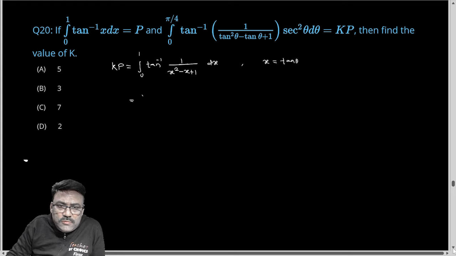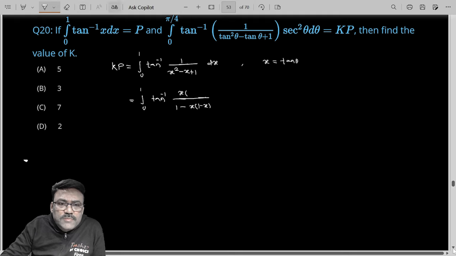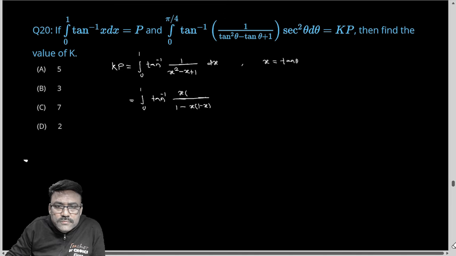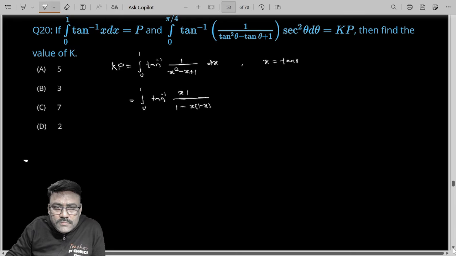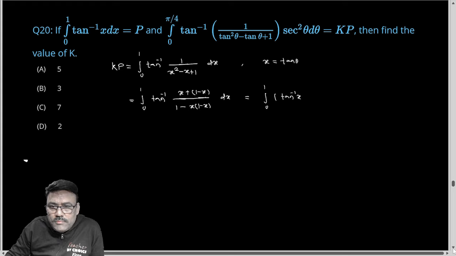Now I can write it as 0 to 1 tan inverse. See, the denominator I can write as 1 minus x into 1 minus x. You can check, it will become 1 minus x plus x square. And the numerator can be written as x plus 1 minus x, over 1 minus x into 1 minus x. So now it can be written as 0 to 1 tan inverse x plus tan inverse 1 minus x.